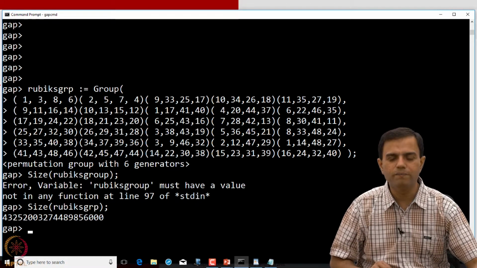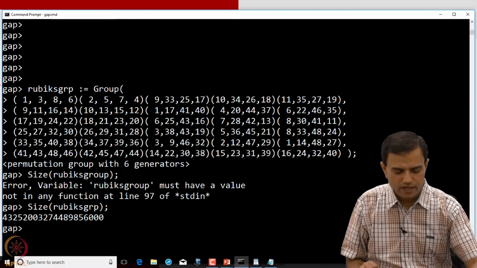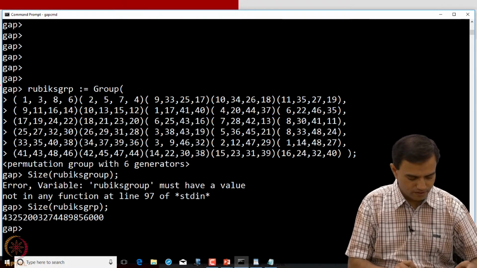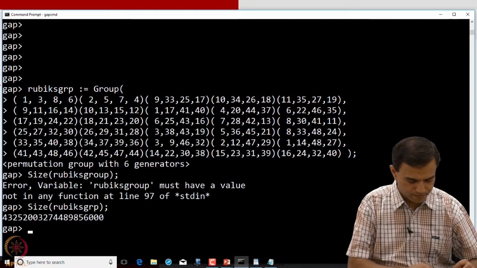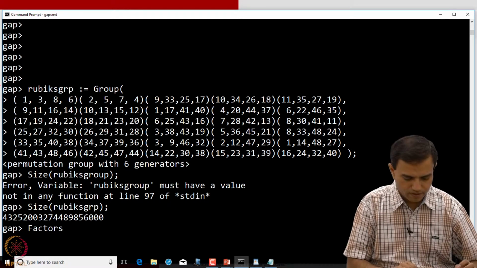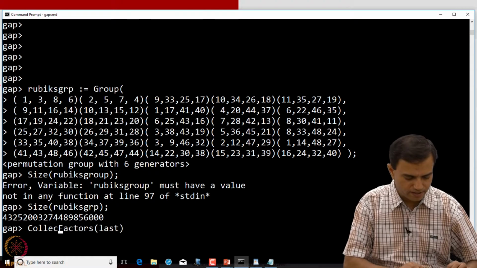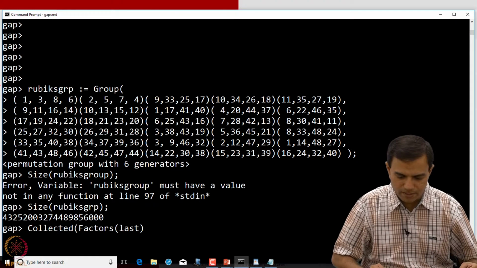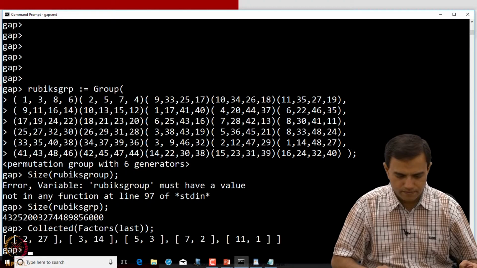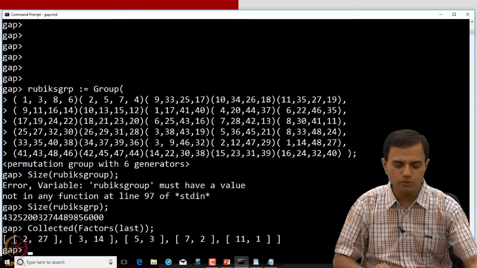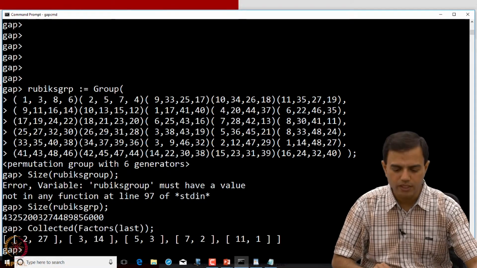So how to rectify this? I'll try to write it in a readable form. So the factors of this, and I write it collected. I hope you remember last time I mentioned this command. So this is the number 2 to the power 27 times 3 to the power 14 times 5 to the power 3 times 7 to the power 2 times 11. It's a huge number, huge number.